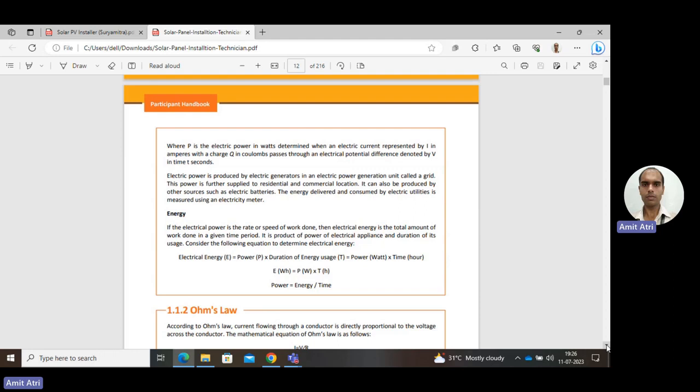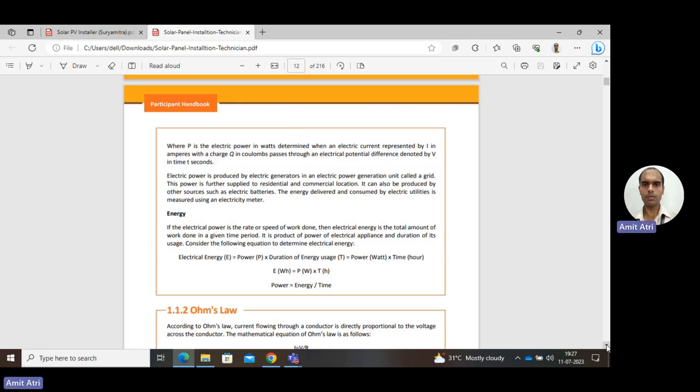Next thing is the grid. What is a grid? Electric power is produced by electric generators in a power generating unit. This unit is a grid, where we have the power generation. This generated power is supplied to the load. What is the load? Where the power is being consumed. A residential load could be there, a commercial load could be there.